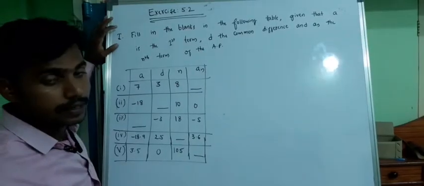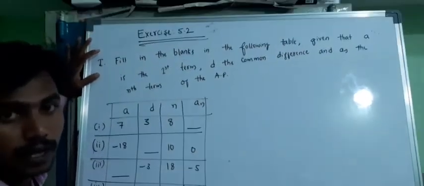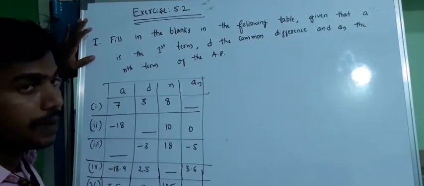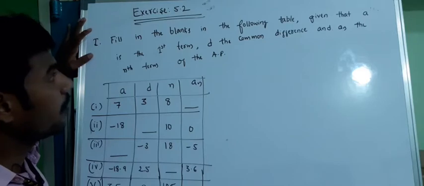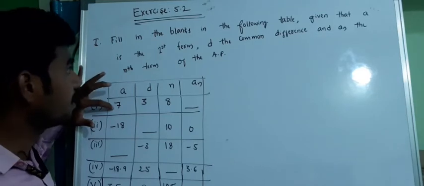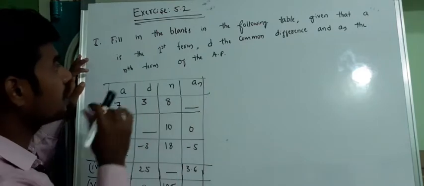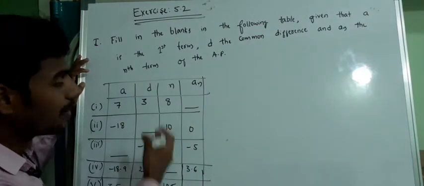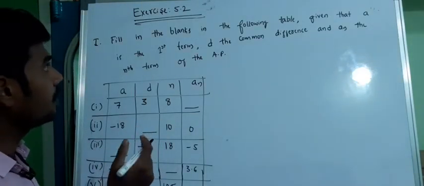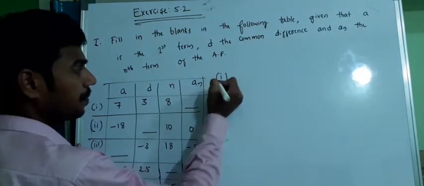Okay. Exercise 5.2 will start with the actual exercise 5.2. Till now we discussed examples and introduction related to exercise 5.2. The first one: fill in the blanks in the following table, given that A is the first term, D is the common difference, and AN is the nth term, that is the last term, and n will be the number of terms, we already know. Now we need to fill the blanks using this particular data. So we will start with the first one.